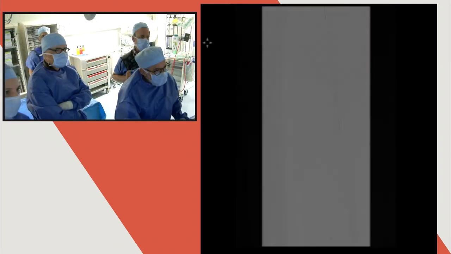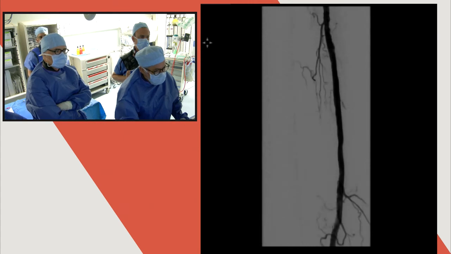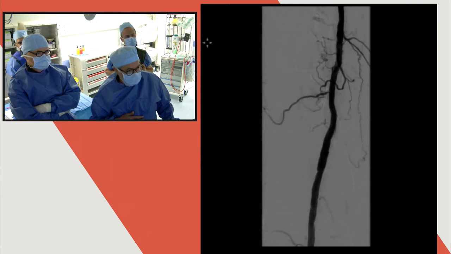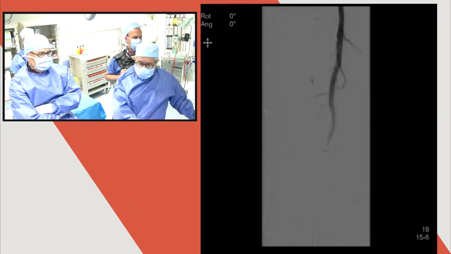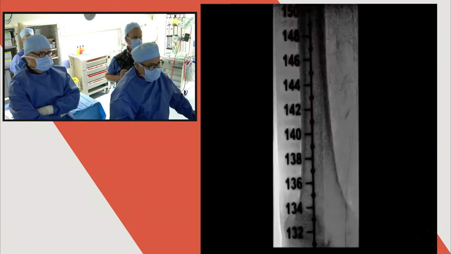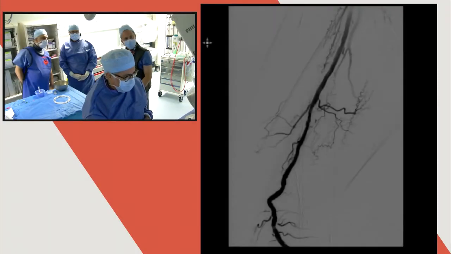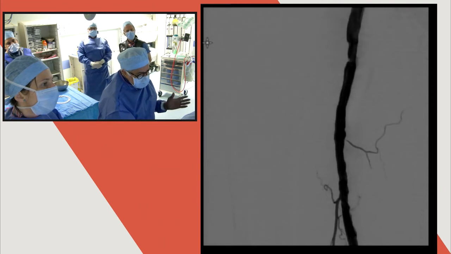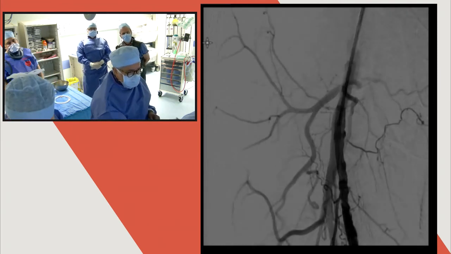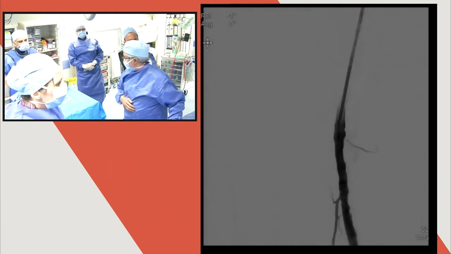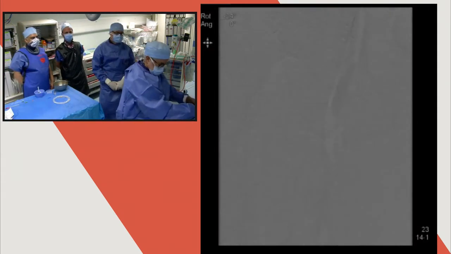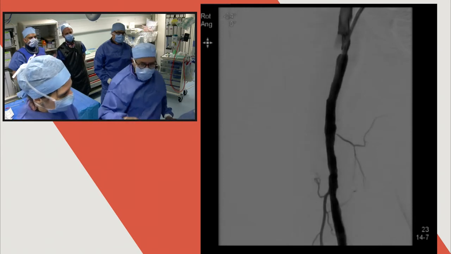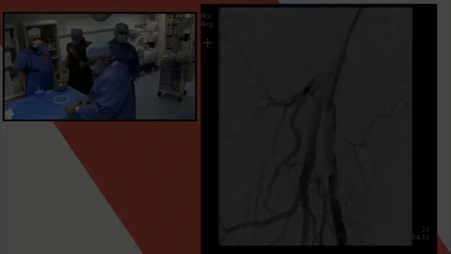Looks good. Perfect. Not bad, huh? I will try to have an image without any guide wire. It's a nice result. I think we can compress. It's not simply okay, it's perfect. Thank you, gentlemen. That was excellent.